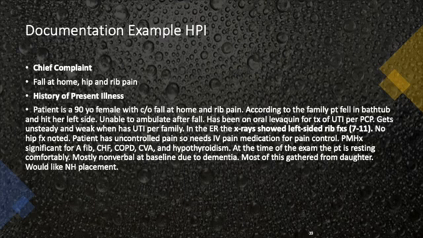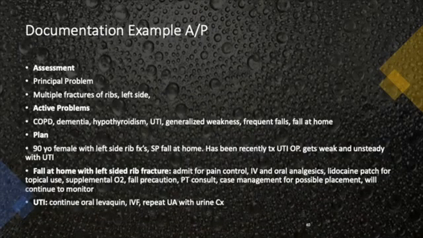Mostly nonverbal at baseline due to dementia. Most of the information was gathered from the daughter. Would like nursing home placement. Well, the question after seeing that is, is this patient being admitted for nursing home placement, or because of the acuity of the assessment and plan, as stated in the chart?